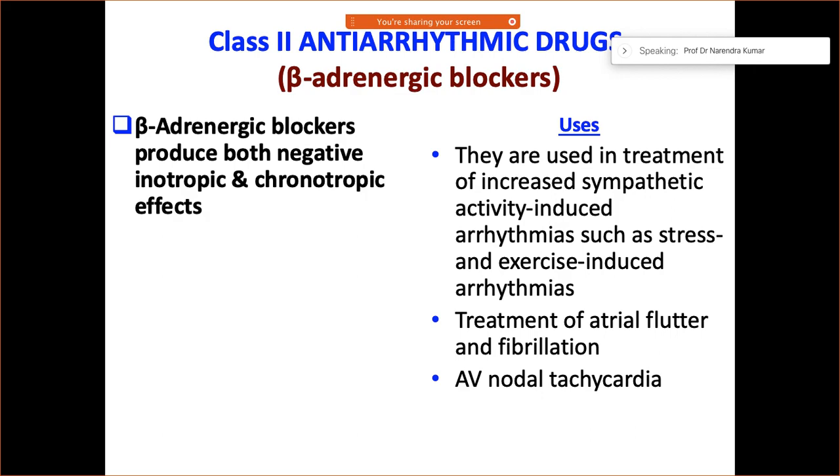Now going to class 2. Class 2 is the one which contains beta blockers. Beta blockers tend to diminish the phase 4 spontaneous depolarization, suppressing automaticity and prolonging the AV conduction. These are the ones which are negative inotropic and also negative chronotropic. That is why they are used for conditions in which there can be sympathetic activity induced arrhythmias, something like stress or exercise induced arrhythmias, or whenever you are trying to treat atrial flutter or fibrillation as well.